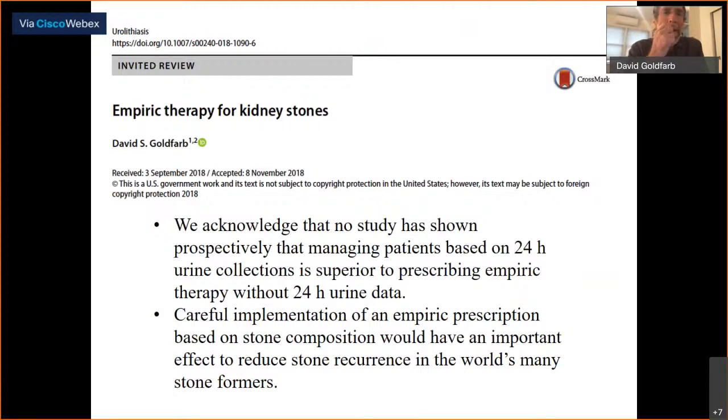And this paper in urolithiasis is something that I've since really been interested in. I'll show you that. And we acknowledge that no study has shown that managing patients based on a 24-hour urine collection is superior to prescribing empiric therapy without 24-hour urine data. Careful implementation of an empiric prescription based on stone composition would have an important effect to reduce stone recurrence in the world's many stone formers. And here I was really thinking not just about my visit to India, my visit to New York City, Bellevue Hospital, and lots of places where 24-hour urine collections are not being done. Next slide.